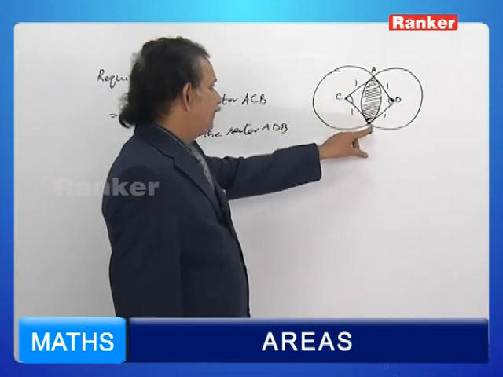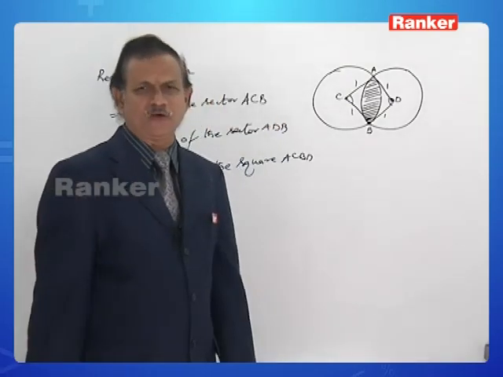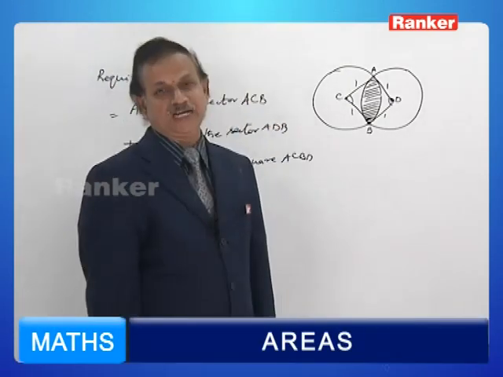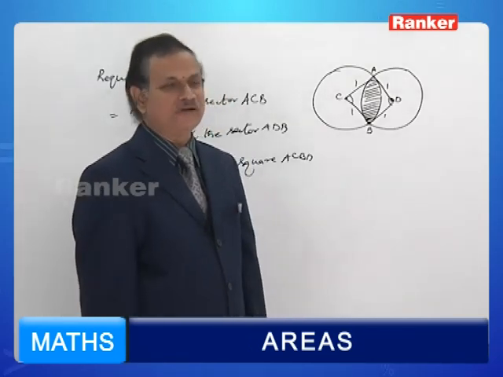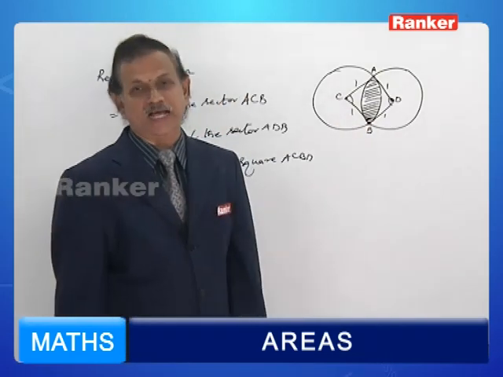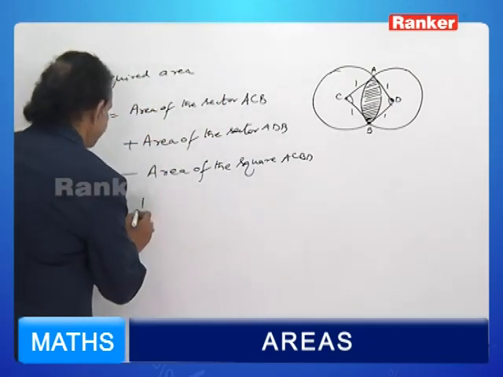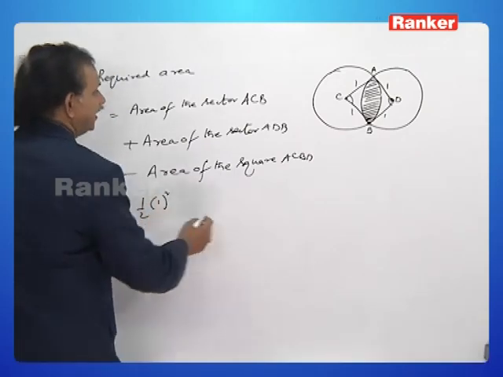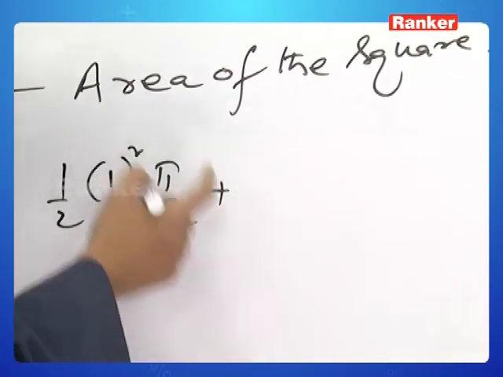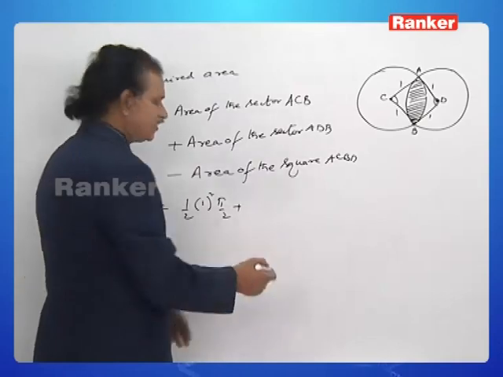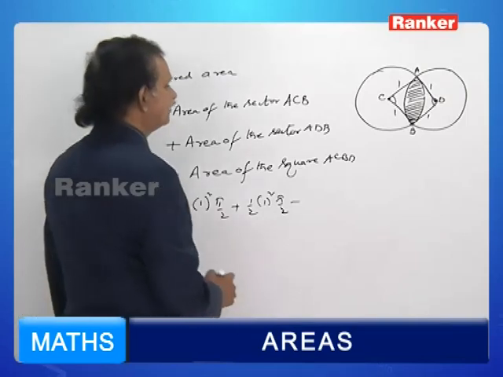For finding the area of a sector, there are so many formulae. One of them is half r square theta, half LR, but L is the length of the arc, that is nothing but r theta, so it is half r square theta. So for the sector ACB, half into r square, 1 square, into theta, the angle between the two radii of the sector, is nothing but pi by 2, plus area of the sector ADB, absolutely similar, that is half into 1 square into pi by 2, minus area of the square ABCD.